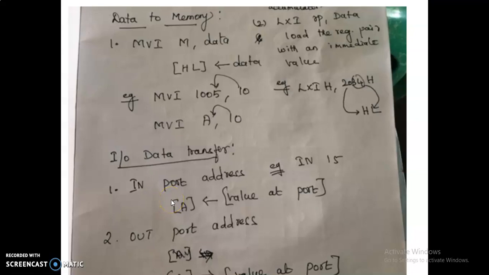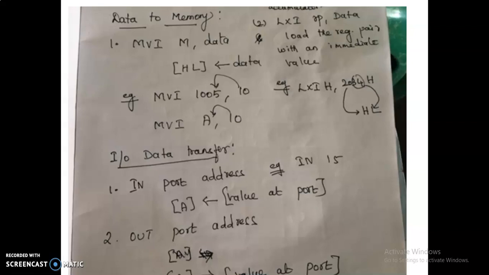And the last one is I/O data transfer. I/O data transfer means data is moved from the input port to the microprocessor, using the input port address. Like that, from the microprocessor kit, the data goes out to the output port, using the output port address. Here the instructions are IN and OUT. IN means the value at the port is loaded to the A register. Like that, OUT means the value in A is sent out to the output port.